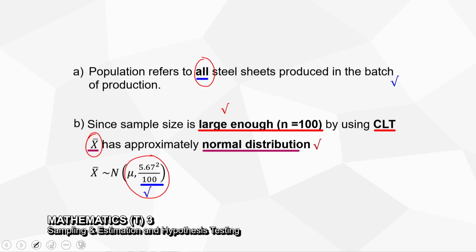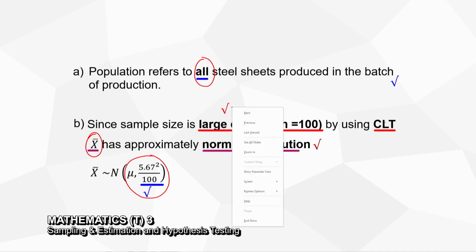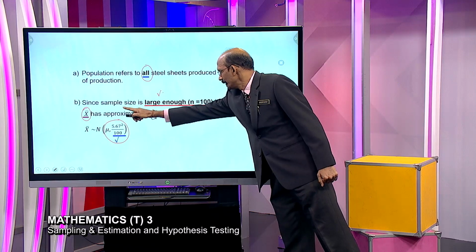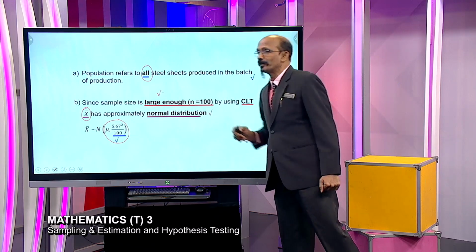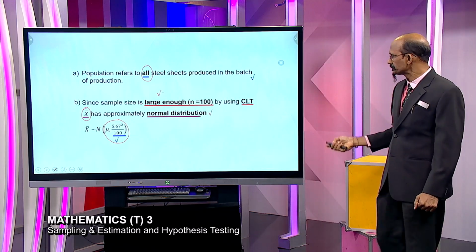Okay. So here clearly shown that this one and this one will give you 1 mark. The distribution is approximately normal. You will get 1 mark, and then your parameter you will get 1 mark. All right. Okay, we continue.